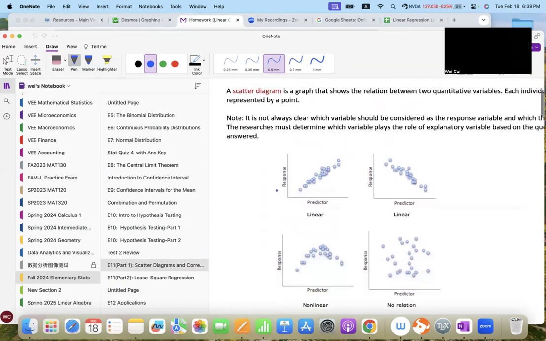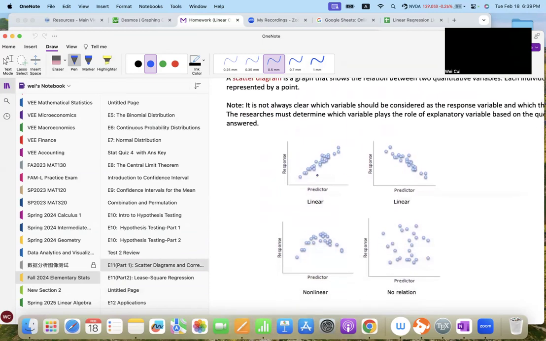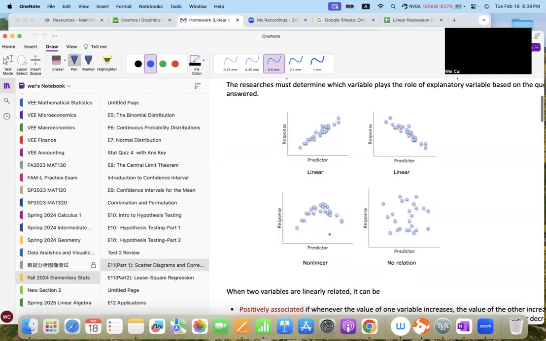As in the picture we saw on Monday, in the first two pictures there is a linear relation. This is a positive relation and a negative relation. The second one is a nonlinear relation. And the last one is no relation.